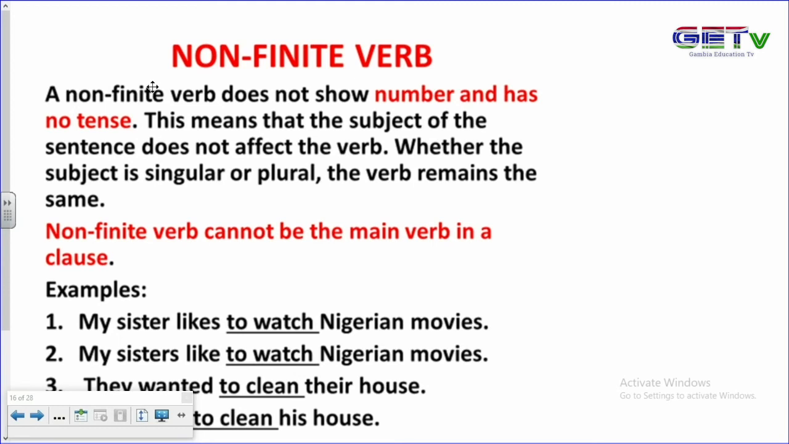Example 2, my sisters like to watch Nigerian movies. Here you are told that non-finite verbs don't show number and tense. In sentence 1, my sister is singular, to what? My sisters is plural, to what? The verbs remain the same, it doesn't change. All right? They wanted to clean their house. He wanted to clean. So that to clean doesn't change irrespective of the subject. Whether the subject is singular or plural, the verbs remain the same.